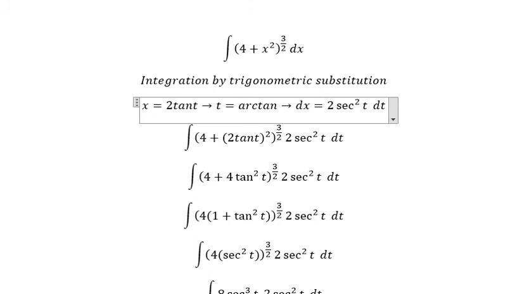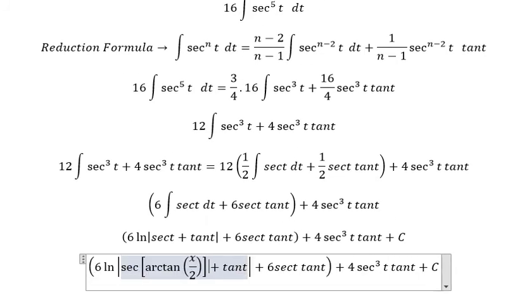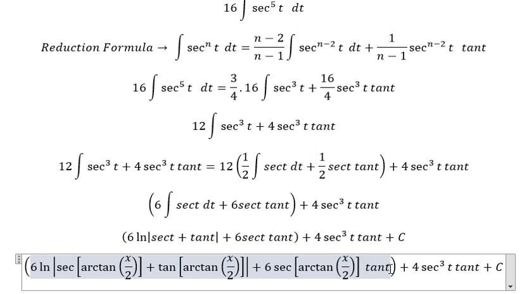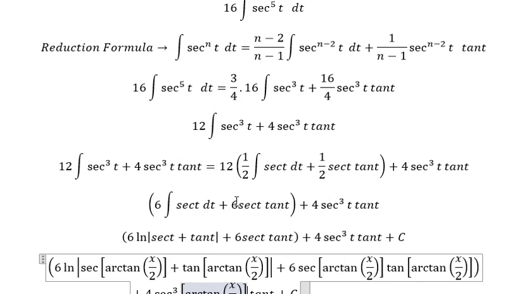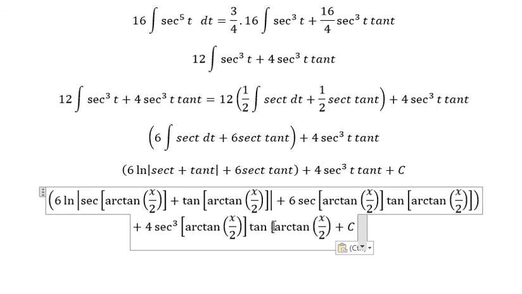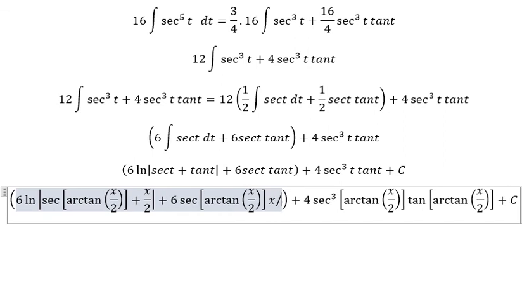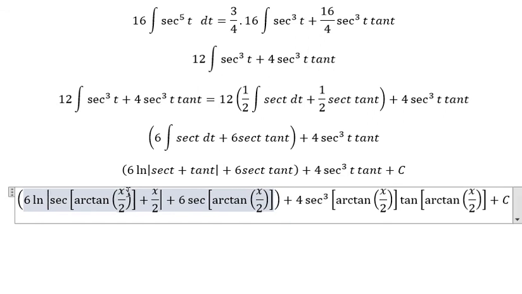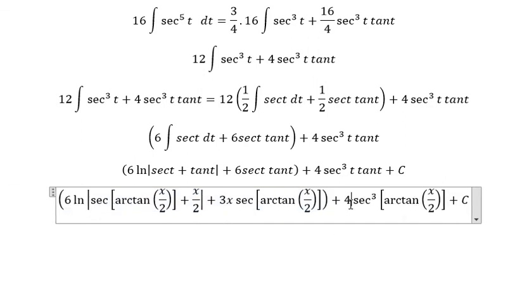So we put this one in here, and here. Tan of arctan, you get x over 2. This one you get x over 2. x over 2, and we have number 6, so you get 3x. This one you get x over 2, and we have number 4, you get 2x.